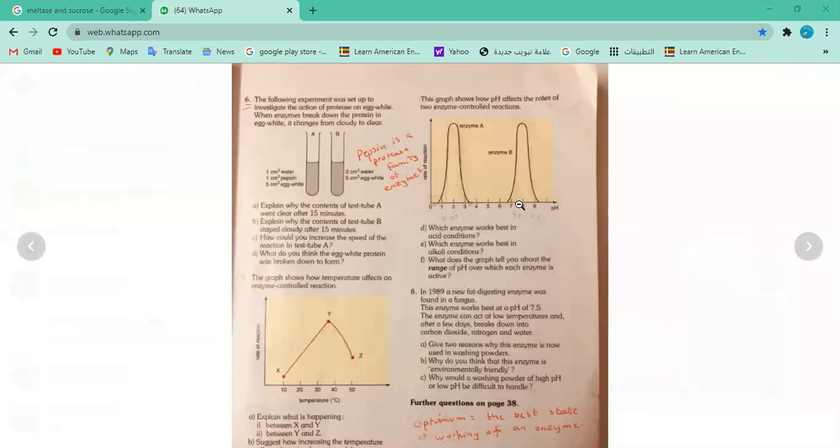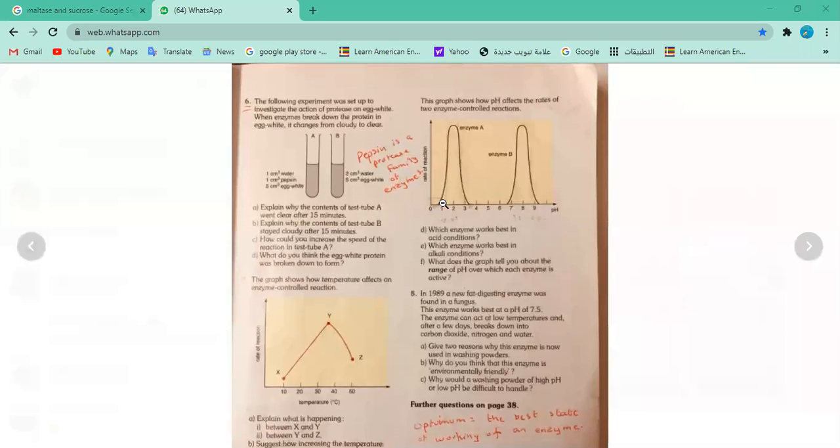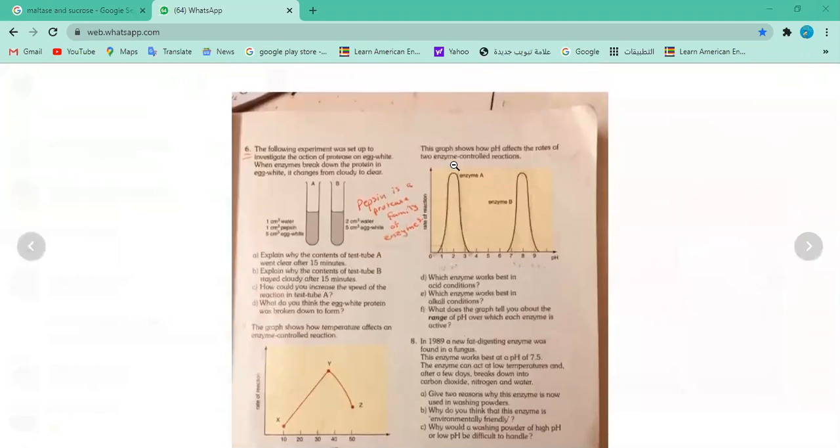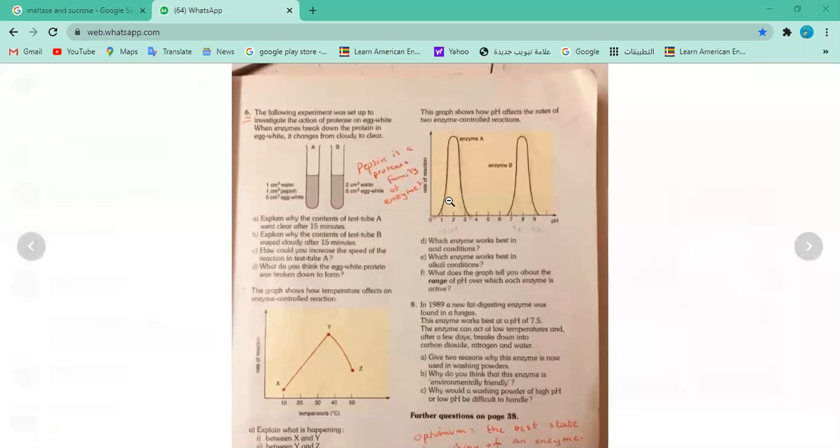Why? Because pH is low, it's on the left side, at 2. Below neutral. Okay, the neutral point is 7. Below 7 is an acidic environment. Above 7 is an alkaline environment. Okay, yes, that's very good. That's why enzyme A is giving you this peak. This peak is showing optimal activity. See here? So what does it mean?